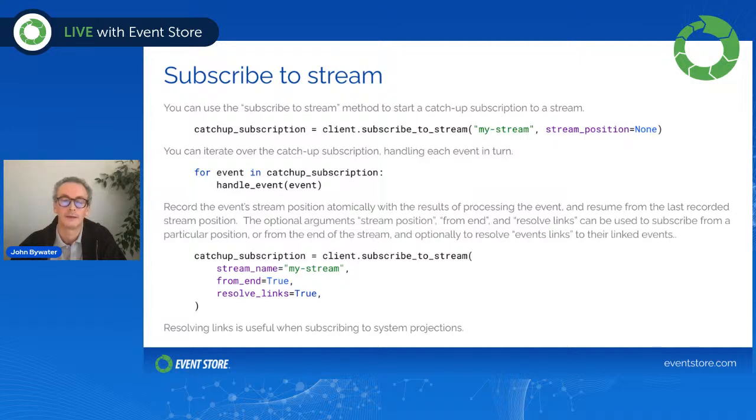And the other thing to know is that when you're doing a catch-up subscription, you don't get the event at the position that you're asking for, which makes sense if you're going to resume. So the idea is you start from none, and with a subscription to a stream, you'll process your events, recording the stream position, and then when you resume, you will use the last recorded stream position to resume the catch-up subscription, and then you get all of the events. And as we've seen, resolving links is useful when subscribing to system projections.